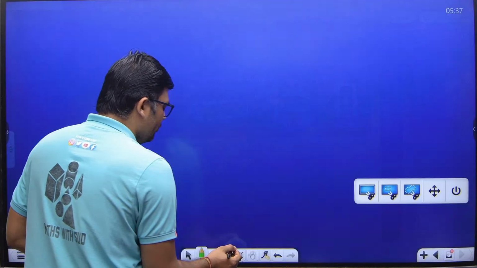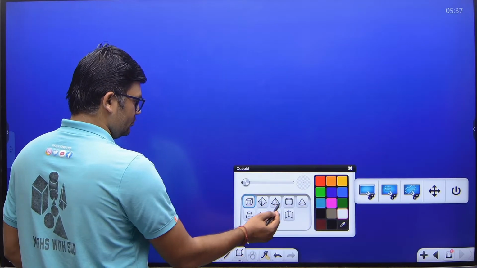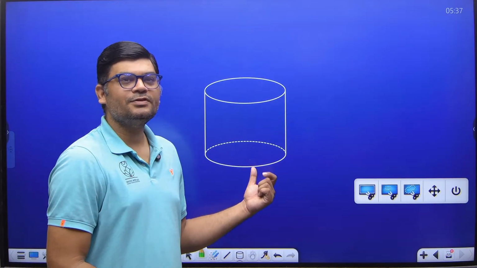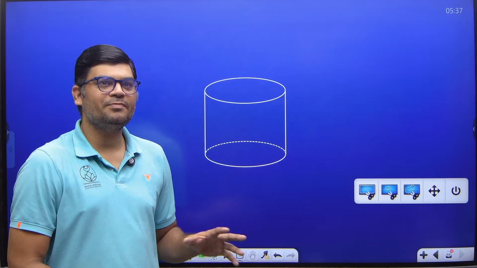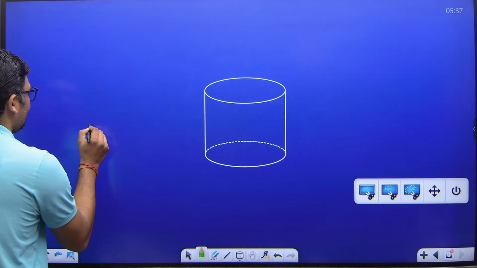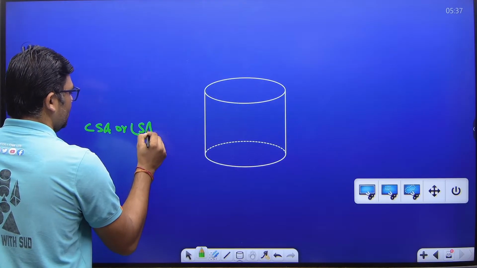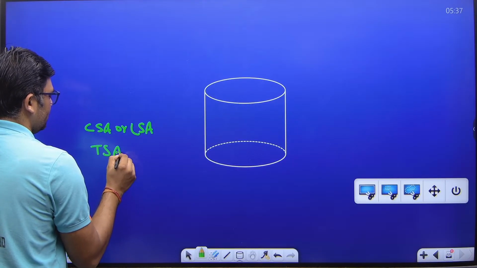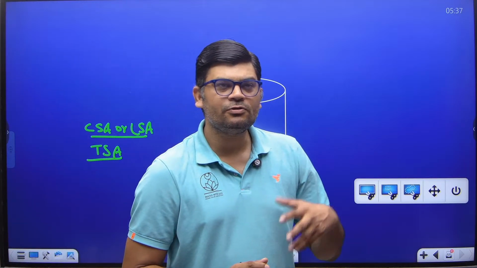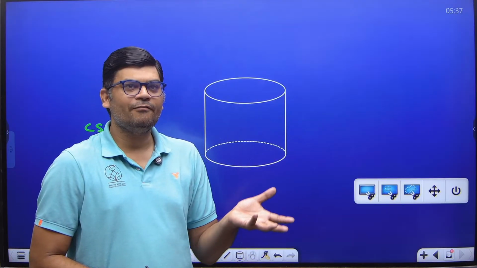Okay, so do you know what is the area of a cylinder? Yeah, curved surface area. Every three dimension shape has got two kinds of area. One is known as curved surface area or lateral surface area, and one is known as total surface area. From two dimension to three dimension, you will have one more thing, that is height.